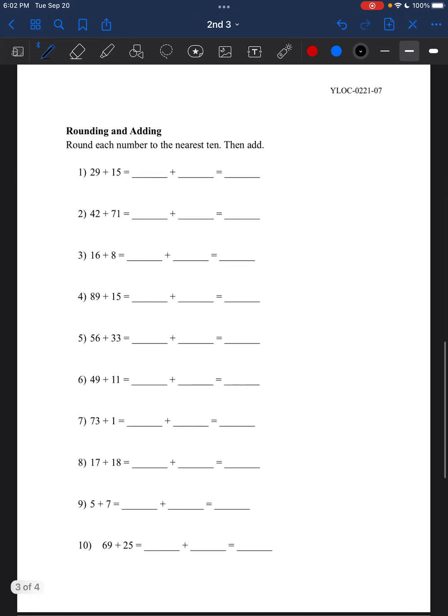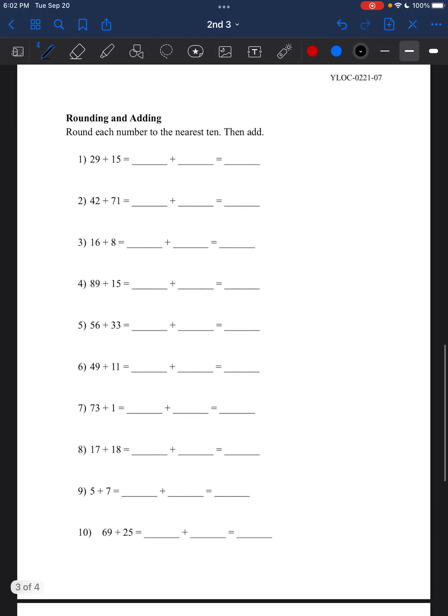Let's go on to the next part. Rounding and adding. Round each number to the nearest 10, then add. So we do two steps here, right? We bump this number up or down, this number up or down, and then add the resulting numbers together. So 9, what is that? 9 is bigger than 5, right? So if 9 is bigger than 5, we bump it up to make it a 30. So 30 here.